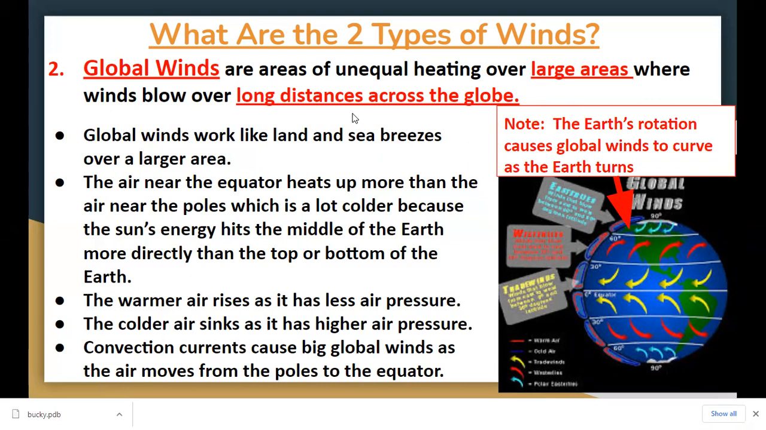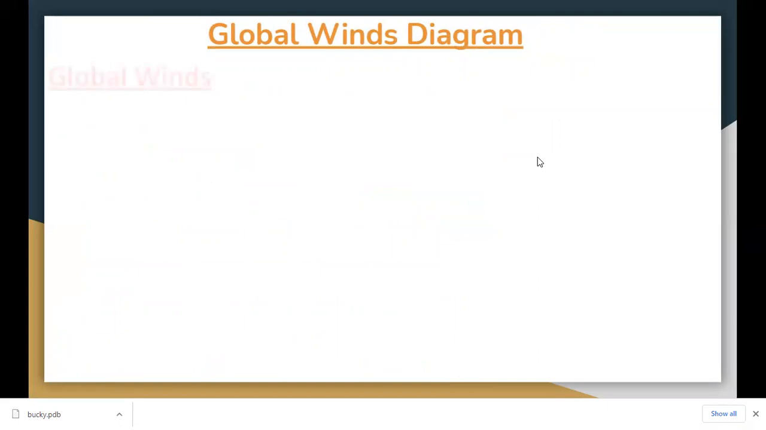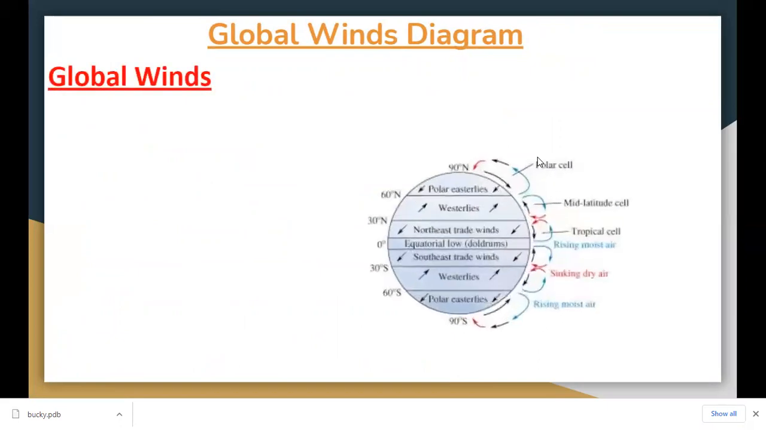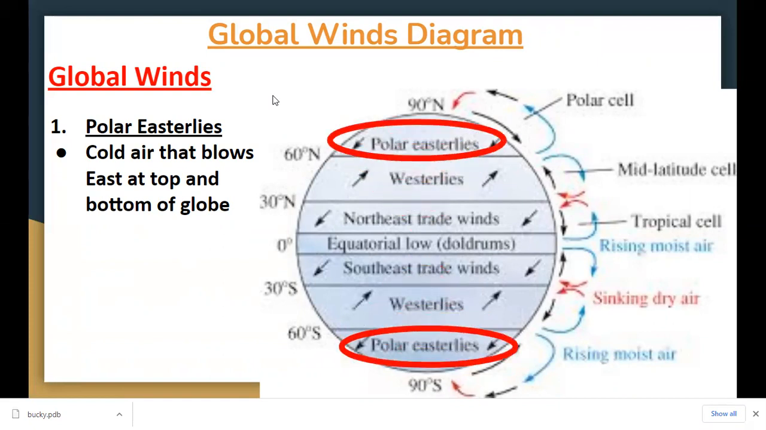You're going to see a different diagram on the next page. Okay, so let's take a look at global winds a little further. There are five different types of global winds. The first is called the polar easterlies: cold air that blows east at the top and bottom of the globe. They are the cold air winds, global winds.